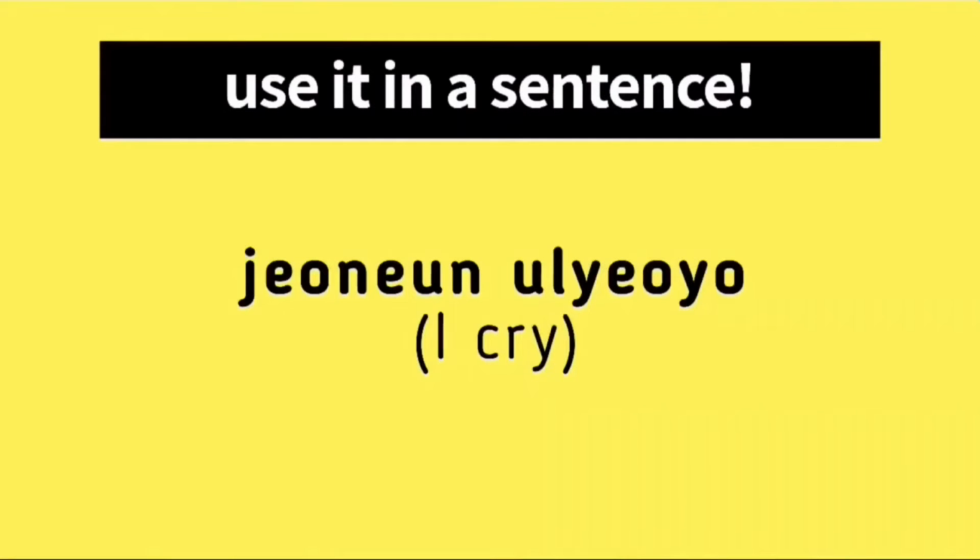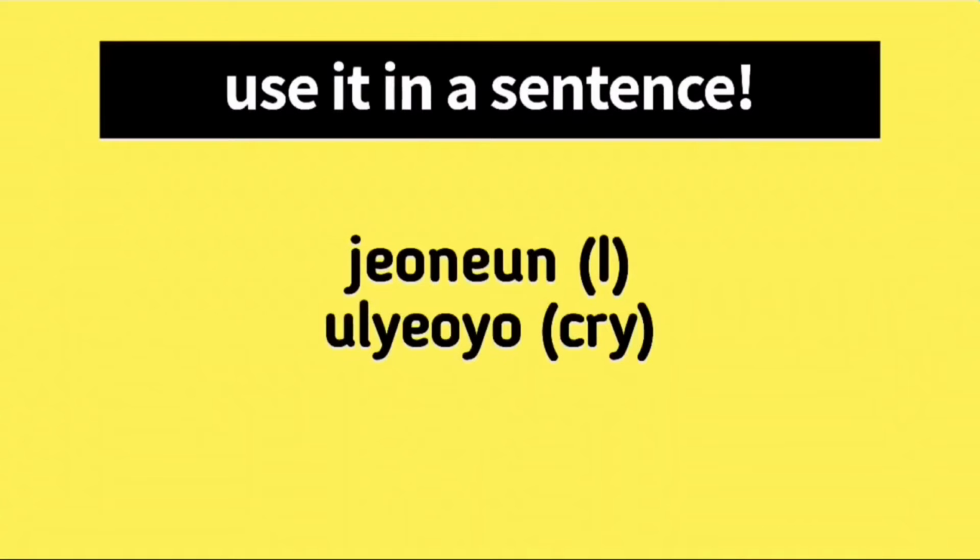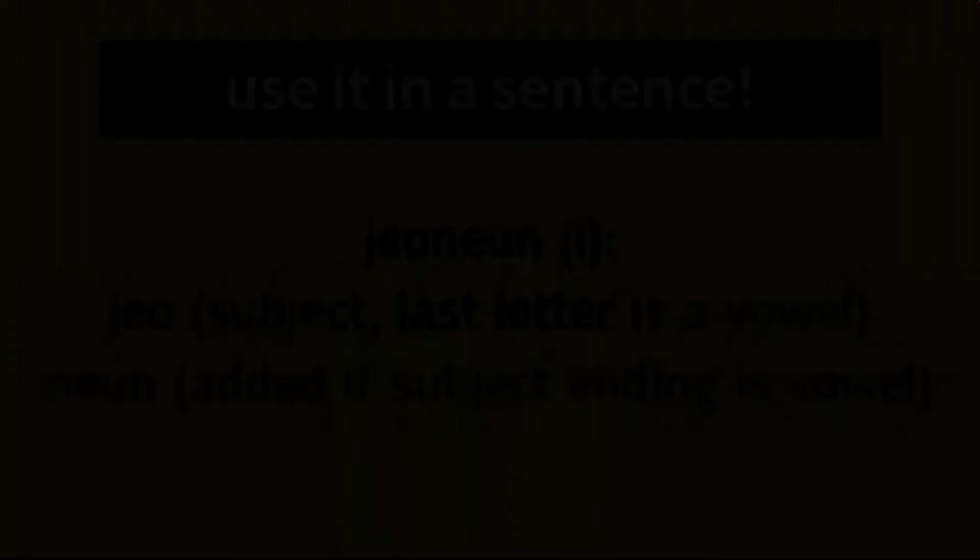Now let's try looking at this example. It says 저는 울어요. The sentence could be subdivided into two. 저는 means I, and 울어요 is the present action of crying. So this is the present tense form of 울다.